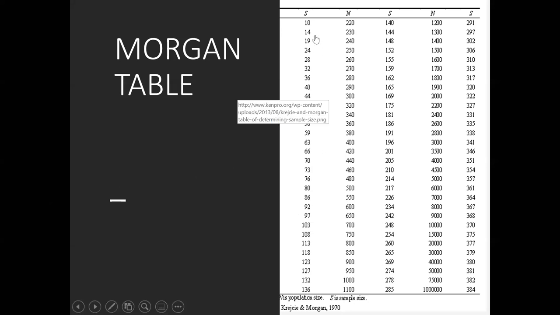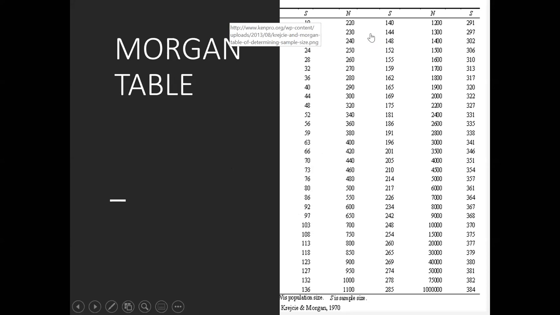You know what this table is saying is that if your population is 220, for instance, then you select 140. If it's 230, you select 144. If it's 240, you select 148. If it's 1 to 136, you don't have to take any sample. You conduct the census.